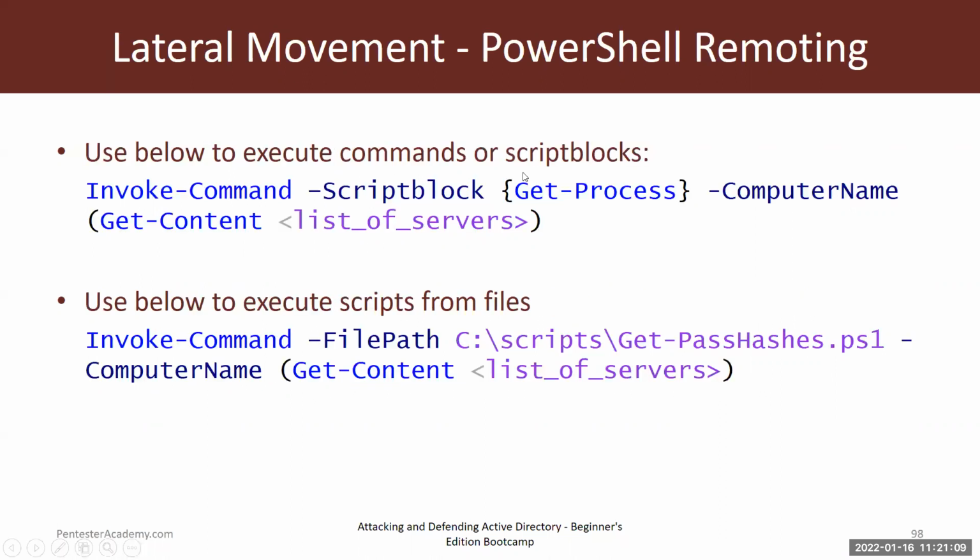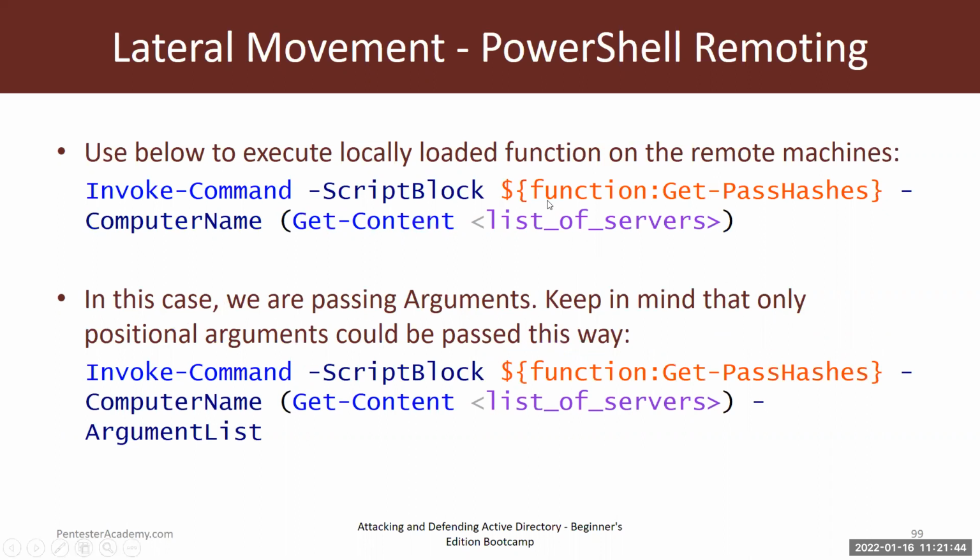You can not only run commands, but you can also run local scripts on remote machines. So what happens when you run this command? This Get-PassHashes is converted to a base64 encoded script block and is run in parallel in memory of wsmprovhost on all the machines that you specify here. And that is a built-in functionality, which makes it, as I said, very, very useful for running scripts in parallel on multiple machines. Not only commands and scripts, you can also run locally loaded functions on remote machines.